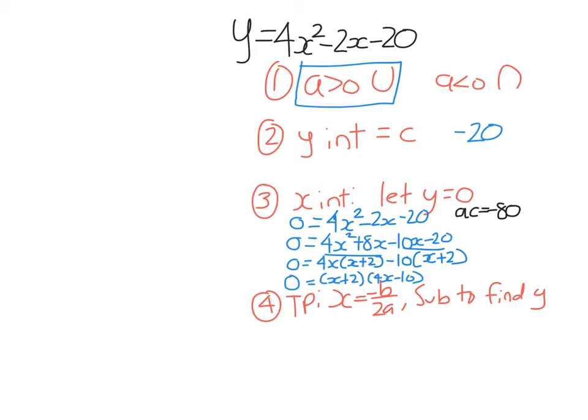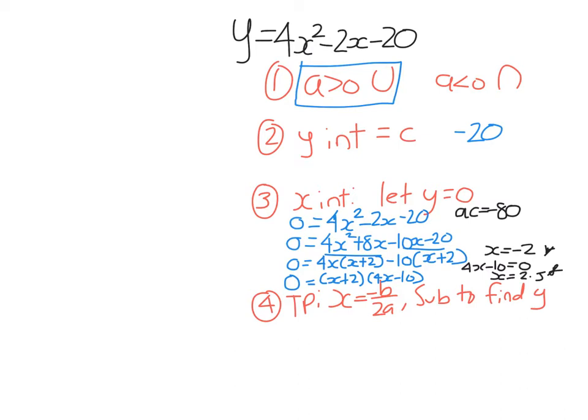Here we can solve this by using the null factor law. The null factor law says if you have something times something equal to 0, either the first something is equal to 0, which means x is minus 2, or the second something is equal to 0. So if 4x minus 10 is equal to 0, add 10 to both sides, divide by 4, you get x is positive 2.5. So these are the 2 intercepts. Every parabola has 0, 1, or 2 x-intercepts.